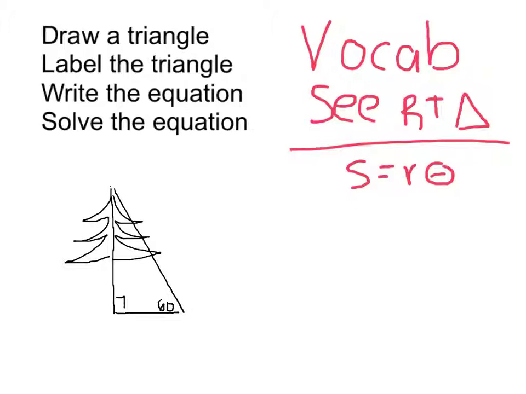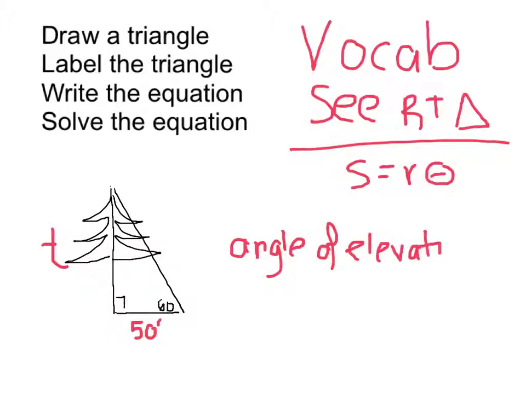And so in this problem, we want to find the height of a tree, T, if we're standing 50 feet from the tree, and it gives us an angle of elevation of 60 degrees. Now, the reason we often give an angle of elevation of 60 degrees is because we know short leg times the square root of 3 is the long leg, and so we don't actually even have to write the equation. We know 50 times the square root of 3 is the height of the tree.